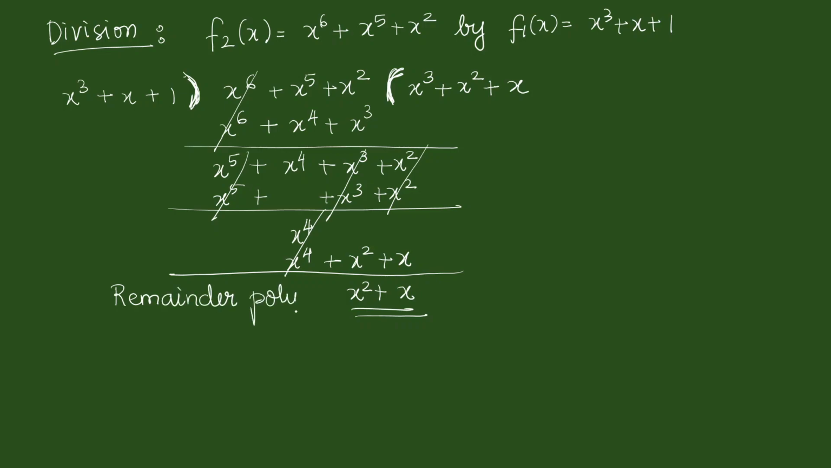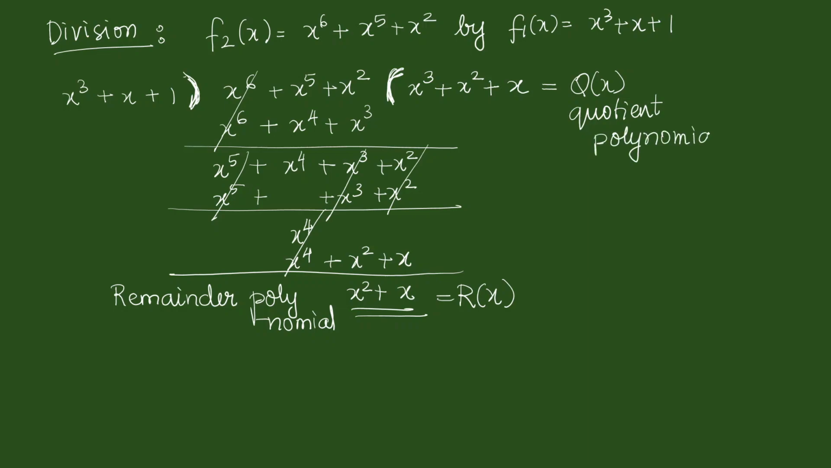It is denoted as R of x, capital R of x, and this is known as Q of x, which is the quotient polynomial. We call this the quotient polynomial, and this R of x is called the remainder polynomial. These four are the modulo 2 algebra operations that are required for the cyclic codes.